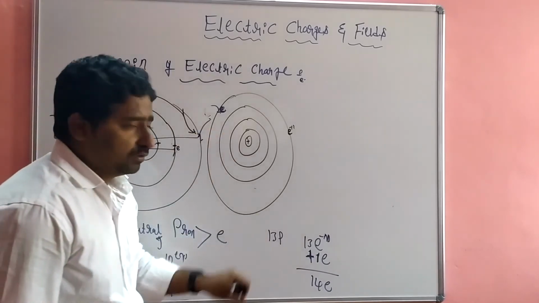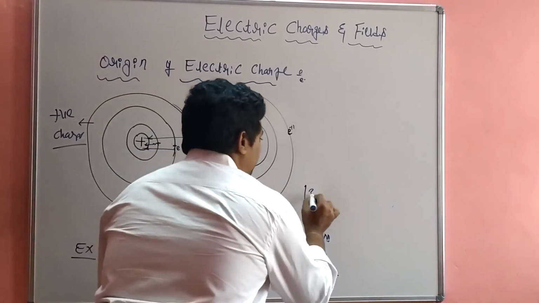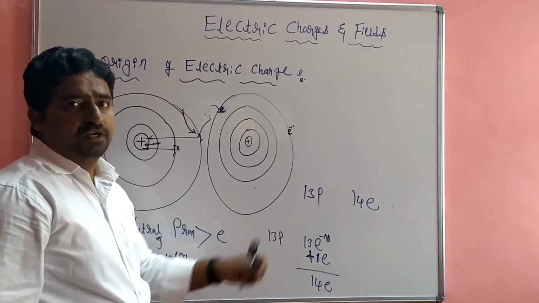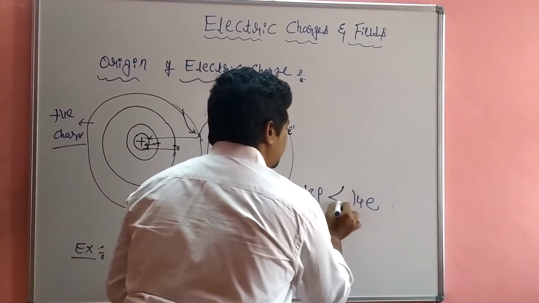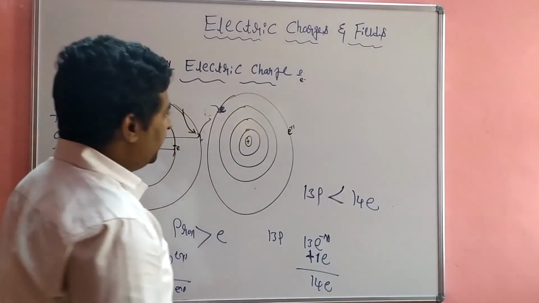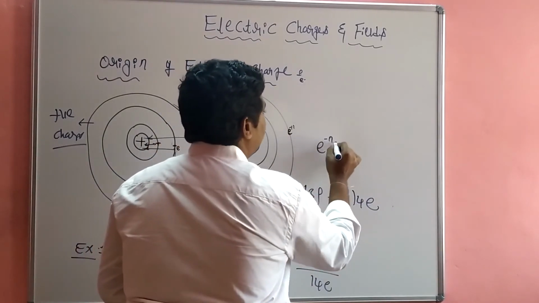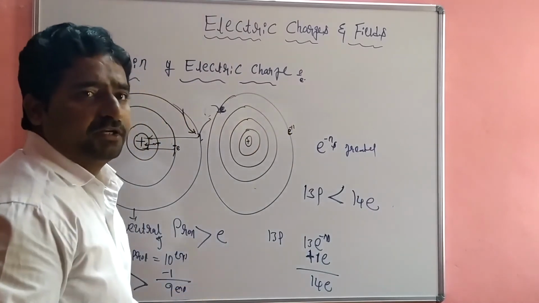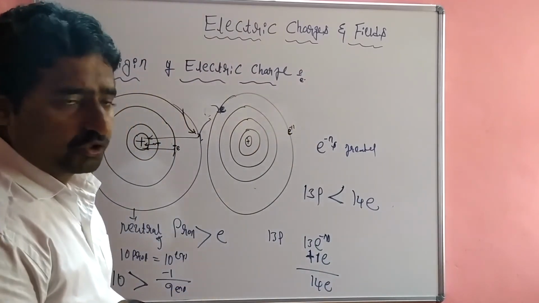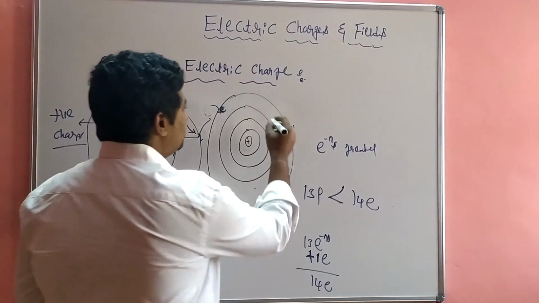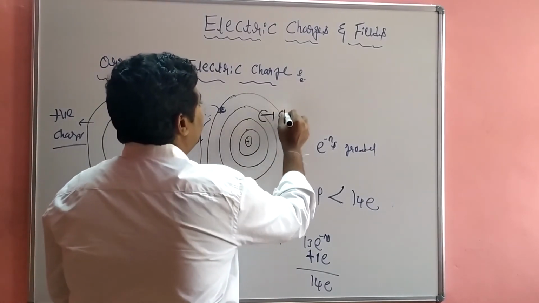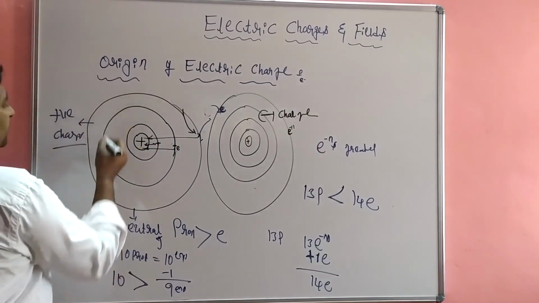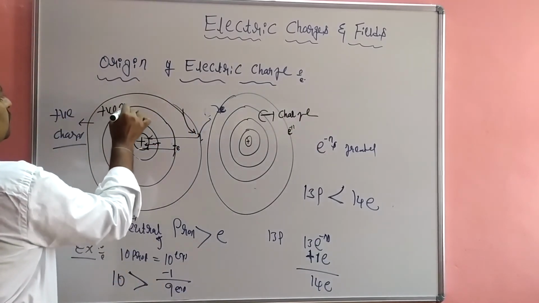So this is 13 protons, 14 electrons. Which is the greater value? Electrons are the greater, and electrons are negatively charged. So the body becomes negatively charged.